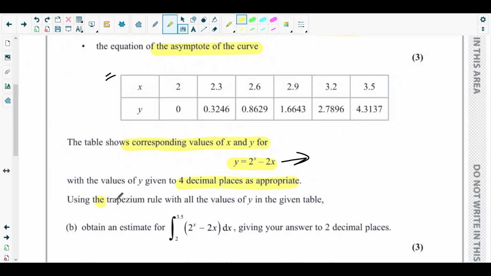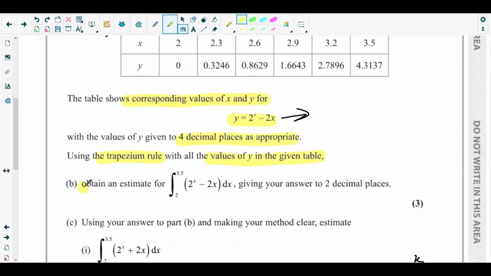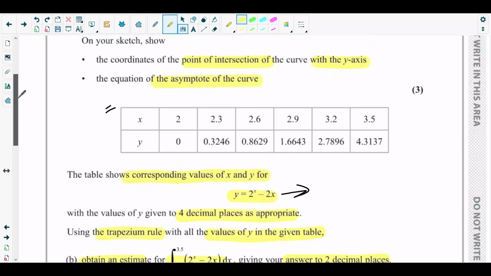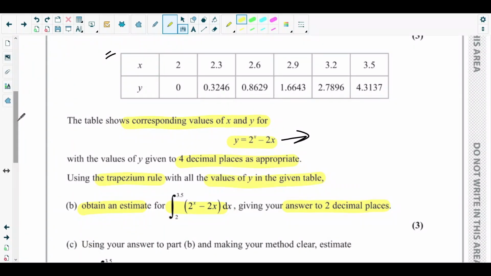Using the trapezium rule with all the values of y in the given table, part B is asking to obtain an estimate for the integral of 2 to the power x minus 2x from x equals 2 to x equals 3.5 with respect to x, giving your answer to 2 decimal places. So we need to find the value of this definite integral using the trapezium rule.